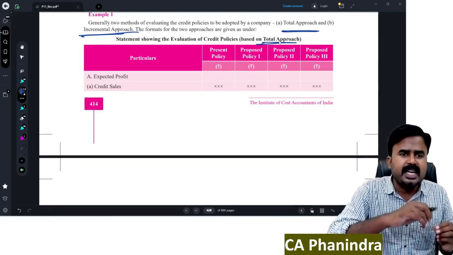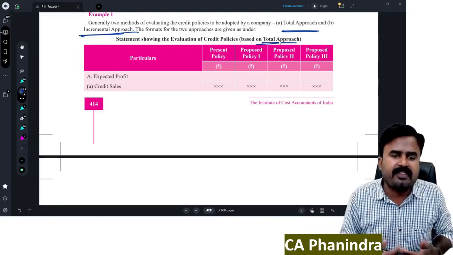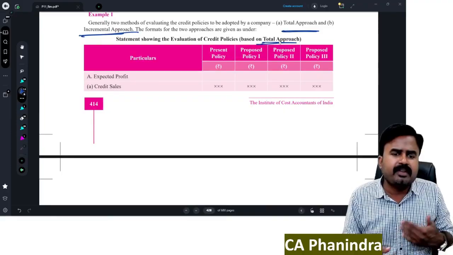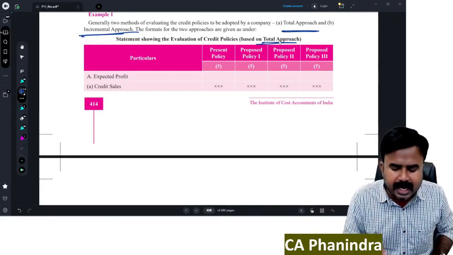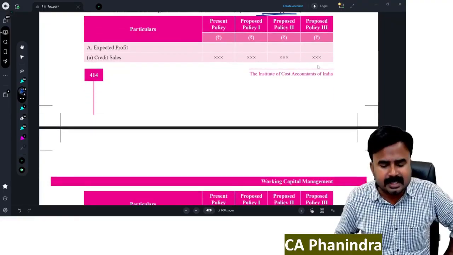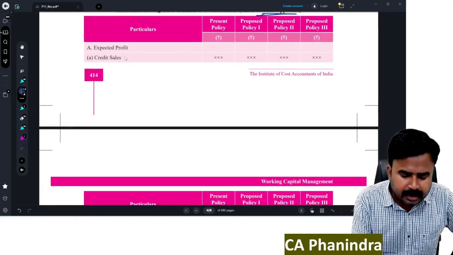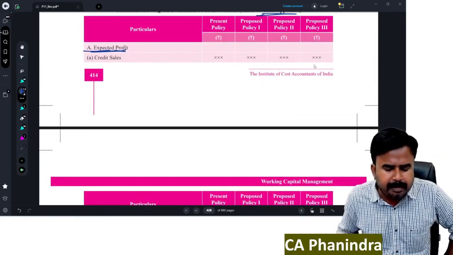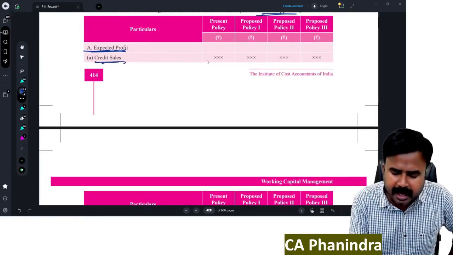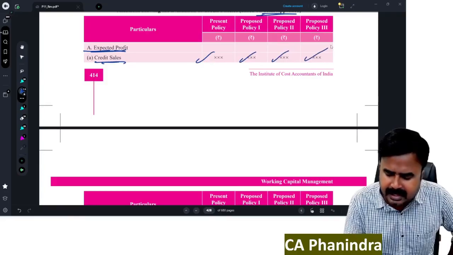See, when I'm extending my credit period, what is the benefit I can derive? Simply, when I'm giving more time period to our customers, I can generate more sales. So the first area is credit sales will be increased. That's a benefit. So A, expected profit I need to calculate. First of all, let me write the credit sales. For every policy, I should write the credit sales.